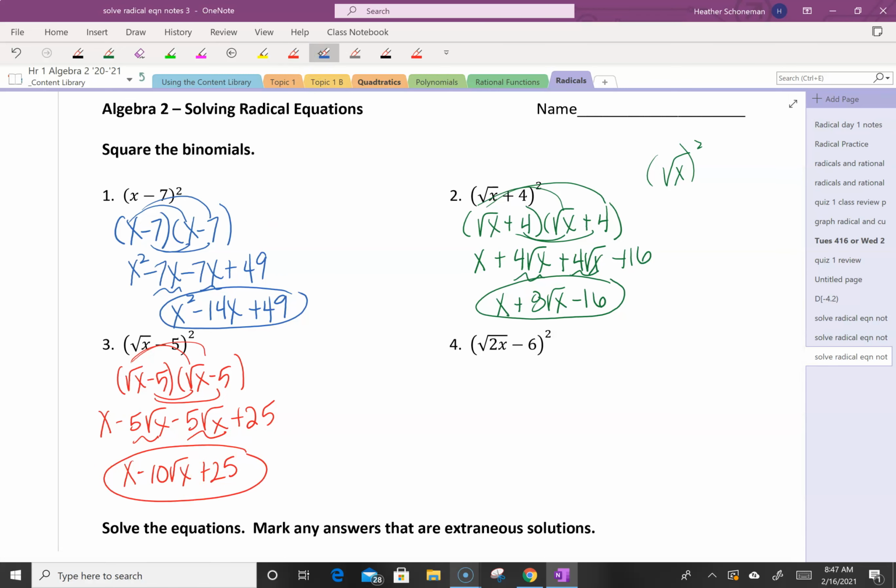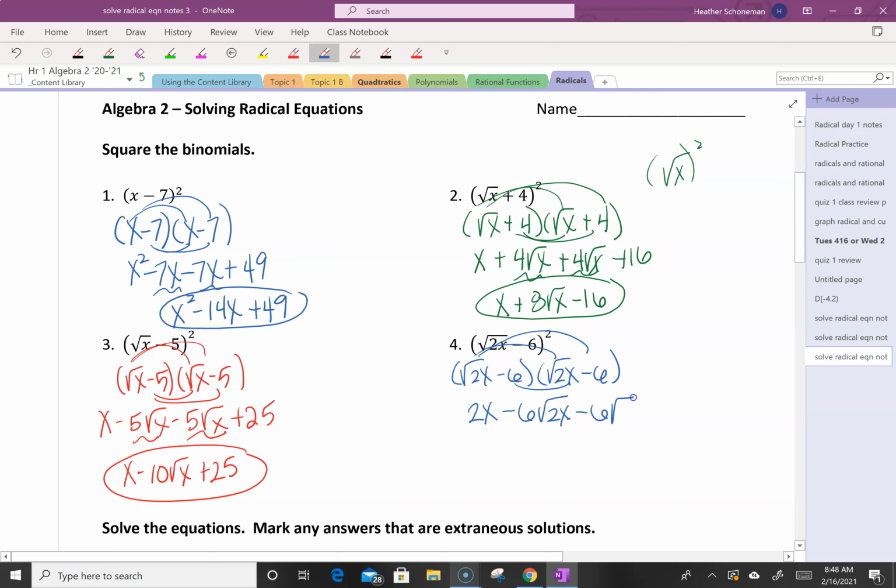Okay, one more. Now this one's got something different under the radical, but notice, not going to change much. So because it's squared, I write it out twice. Square root of 2x times square root of 2x is 2x. And then this gives me minus 6 square root 2x, minus 6 square root 2x, and plus 36. Again, I've got like terms.